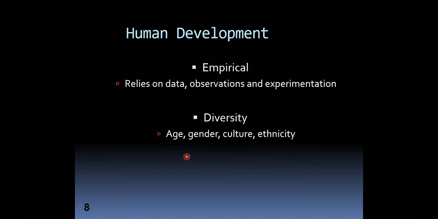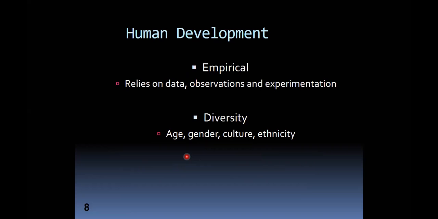So the study of human development today takes the empirical approach. In other words, we rely on collecting data, making observations, or even conducting experiments to understand how development occurs. So we try to avoid simply approaching this from guesswork and speculation, rather collecting information, basically using the scientific method.